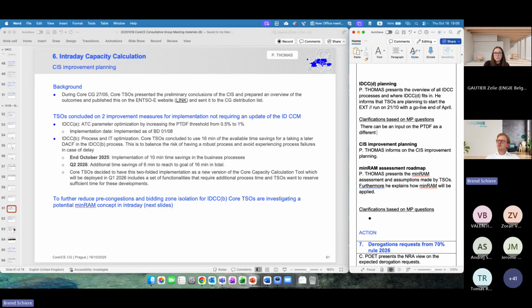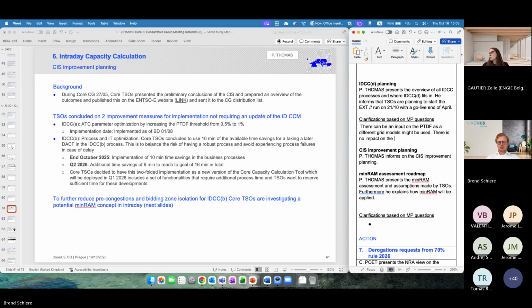But in terms of publication time, will that change or will it remain like that? Publication time will not change. We will still publish the final flow-based domain as usual. Okay. We can just start our process a little bit later because it's faster in the end.